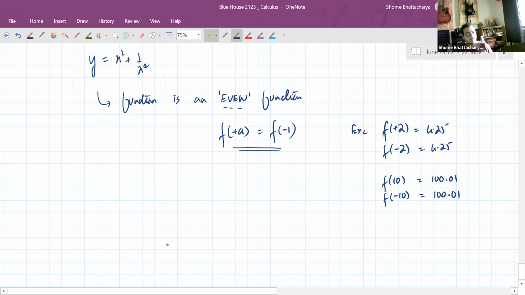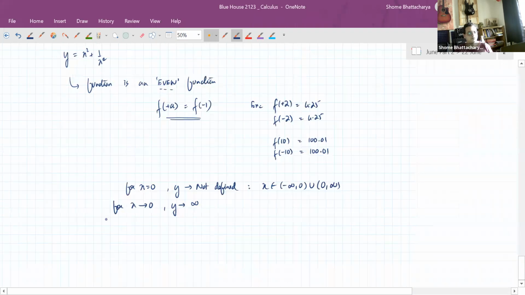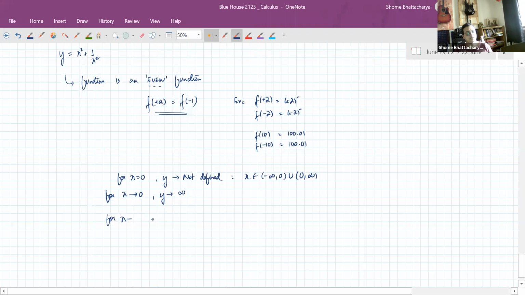And the second thing is that for x equal to 0, y is not defined. So the domain of the function is basically minus infinity to 0 union with 0 to infinity. But for x tending to 0, what about the value of y? Y tends to infinity, because 1 by x square, that term tends to infinity. And similarly, for x tending to infinity, again y is tending to infinity. X tending to minus infinity, y is again tending to infinity.